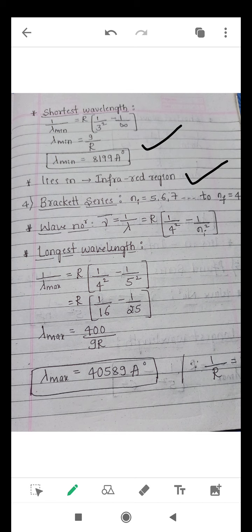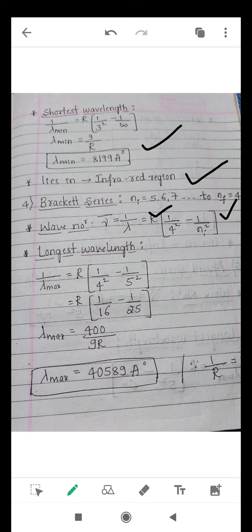The spectral lines which are emitted due to the transition of an electron from any outer orbit, so any outer orbit, so Ni is 5, 6, 7 and so on, to its fourth orbit. So that is Nf is equal to 4. Now this spectral series is named as Brackett series. Now we'll get the equation for wave number for the Brackett series.